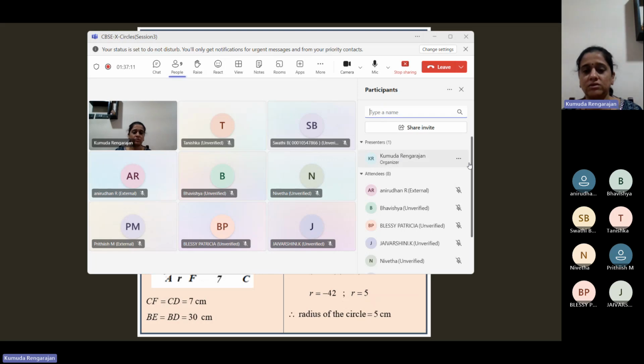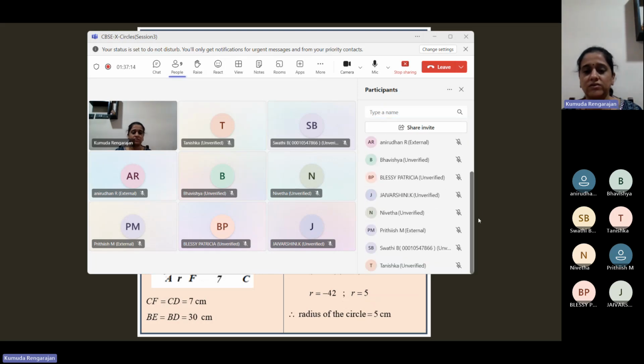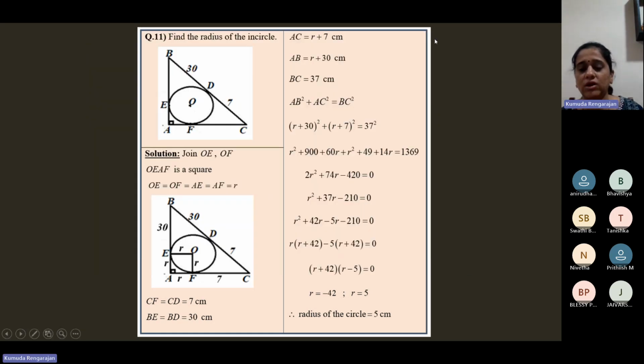I can see Anirudhan, Bhavishya, Blessy, Jayvarshini, Niveda, Pratish, Swati, and Tanishka. I've shared the images on WhatsApp, right? If it goes beyond 9 o'clock, finish it and then leave the meeting. I want all of you to complete the notes before you leave the call. Please start working. Let's stop the recording.